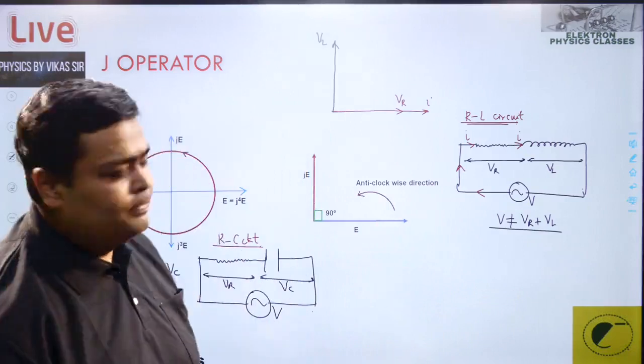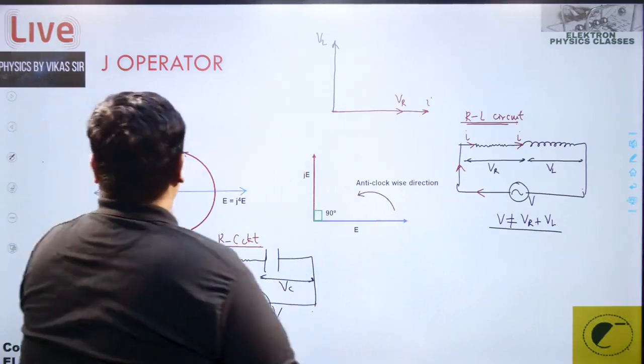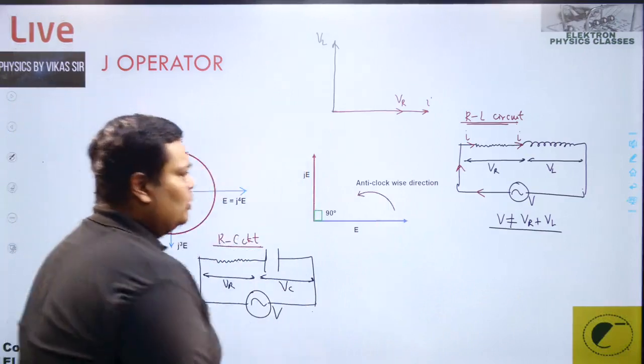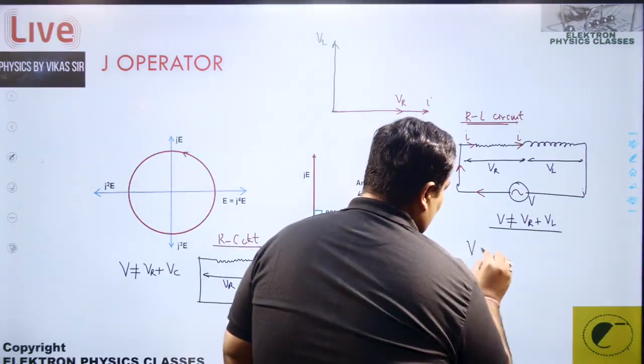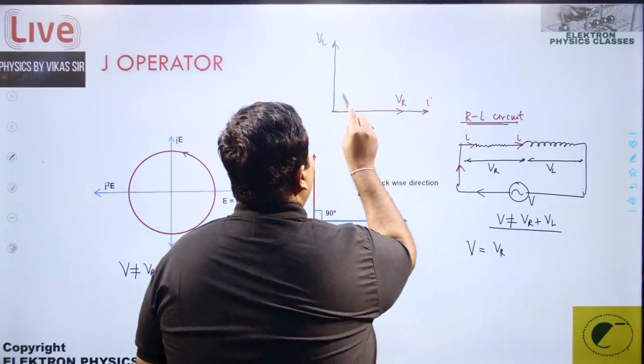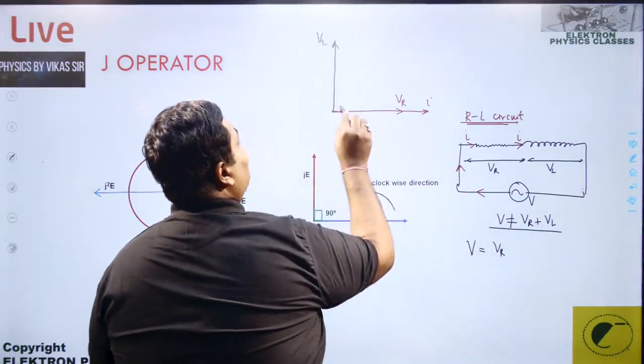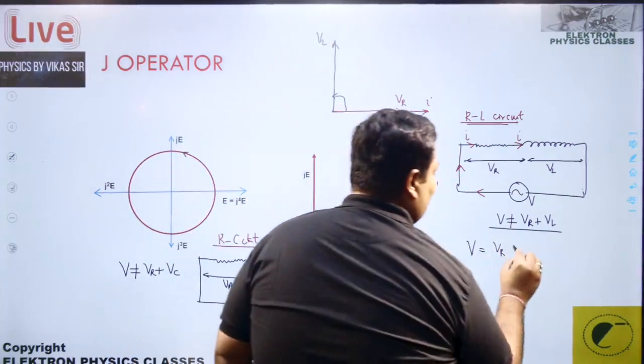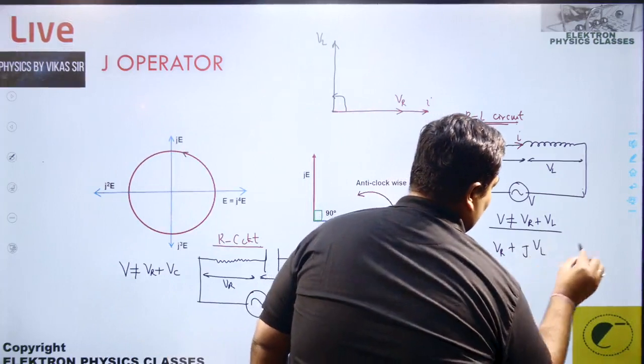So what to do? So use a J operator. So how do I write? The voltage will be equal to VR, starting from here, VR. Now what to do? Sir, this has run ahead. How much ahead? Sir, 90 degrees ahead. So plus J VL.